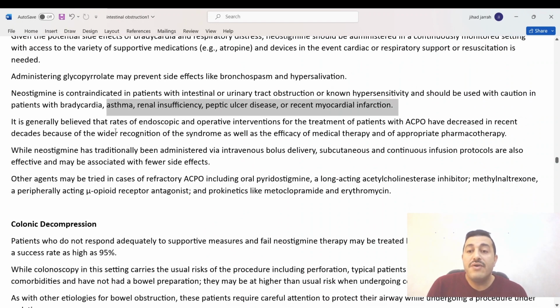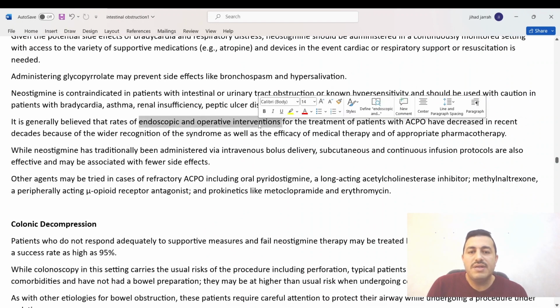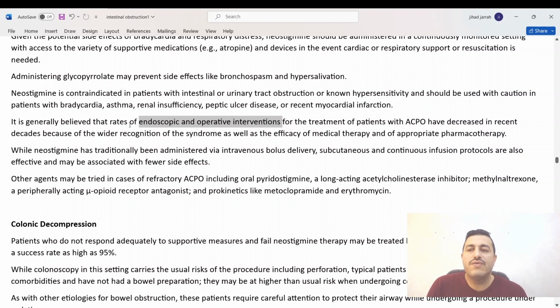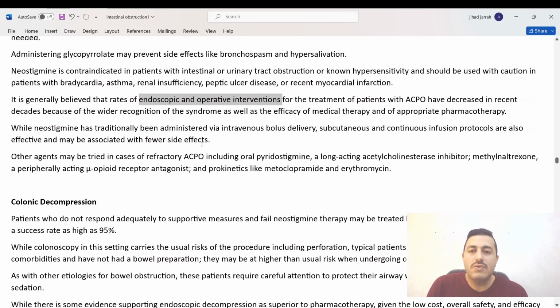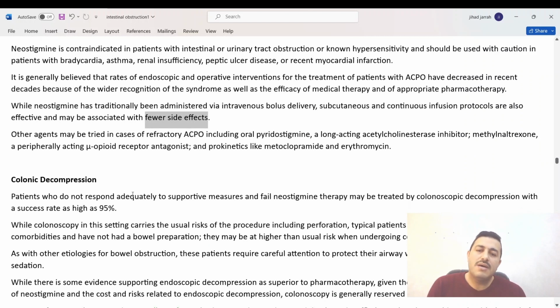They said here that the rate of endoscopic and operative intervention has become lower than in the past because of the success of neostigmine treatment. We said we usually give an intravenous bolus, but sometimes it's available in a subcutaneous form, and it shows fewer side effects.